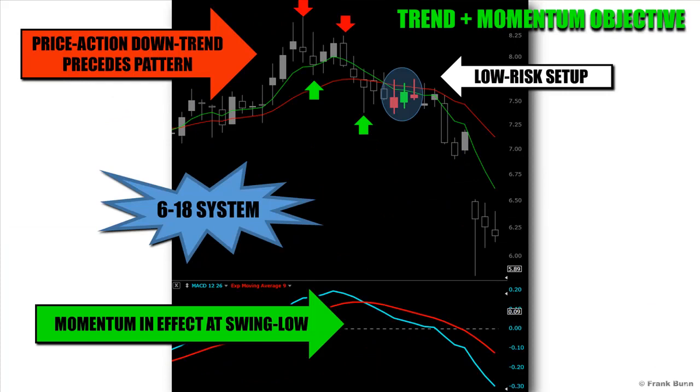Here's an example of the trend and momentum objective for a short entry. To the left, we see a price action downtrend which precedes the pattern, or a series of lower low and lower high pivots, at which point we have a low-risk setup using the 618 system. Notice also at the bottom that momentum is in effect at the swing low evolution.